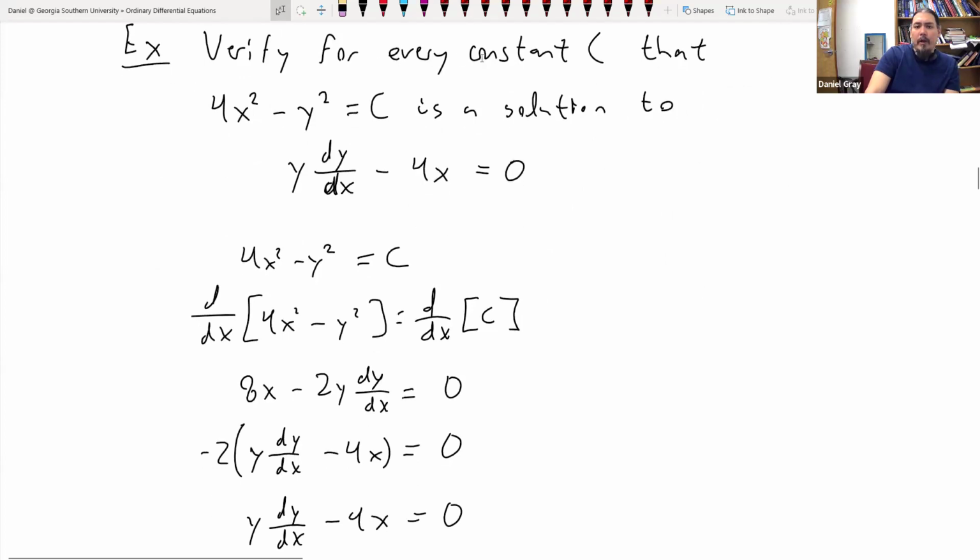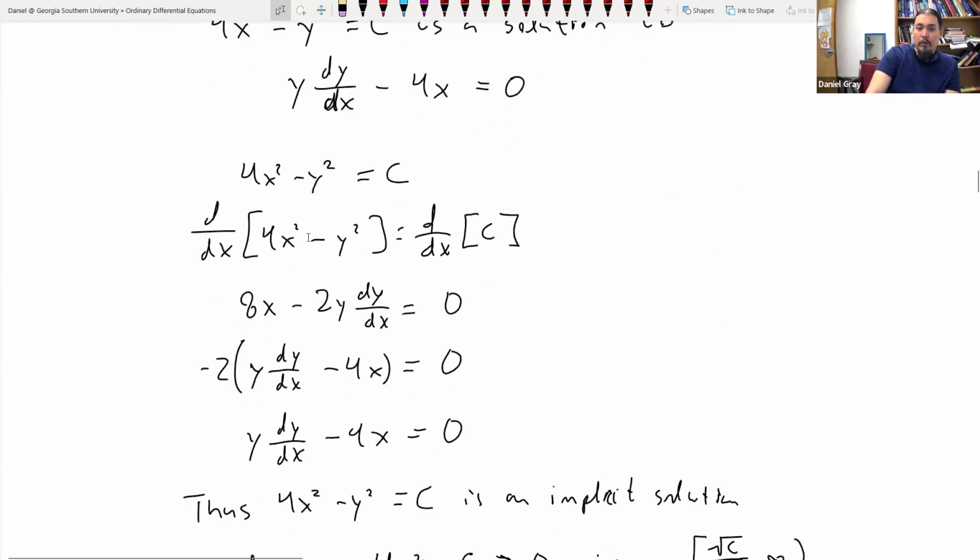Let's verify for every constant c that 4x squared minus y squared equals c is a solution to this differential equation right here. So for every single constant c, which would mean infinitely many solutions, we're just going to take the derivative with respect to x on both sides of this implicit equation. Do our implicit derivative. So we're going to get 8x minus 2y dy/dx is equal to 0.